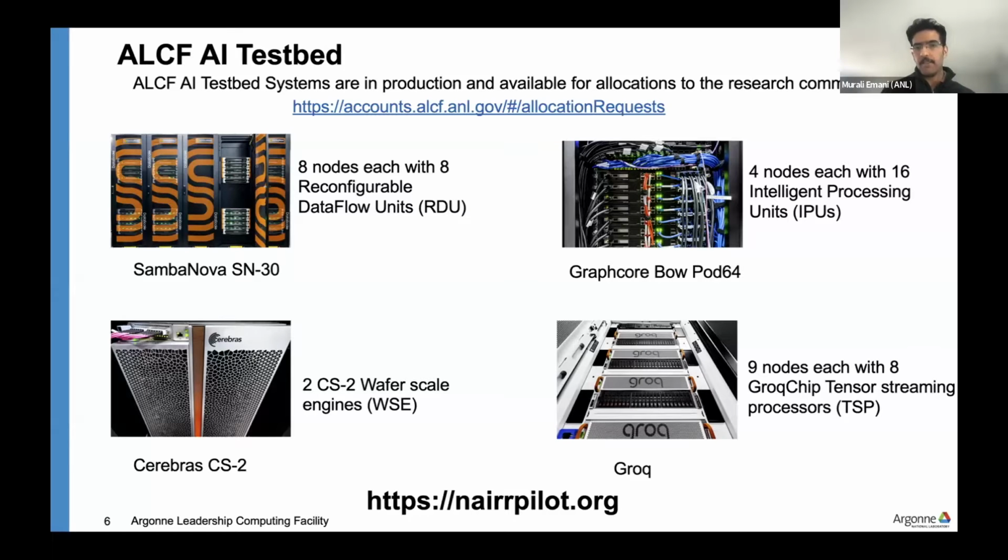And the Graphcore system, we have 4 nodes with 16 IPUs, which are intelligent processing units. For the Cerebras CS2, it's a wafer scale engine, and we have 2 of those. And the Groq system is primarily an inference-based engine, and we have 9 nodes and 8 of what they call tensor streaming processors. At a very abstract level, you can think of this RDU, IPU, TSP as the core compute unit, and as an equivalent to an A100 GPU.